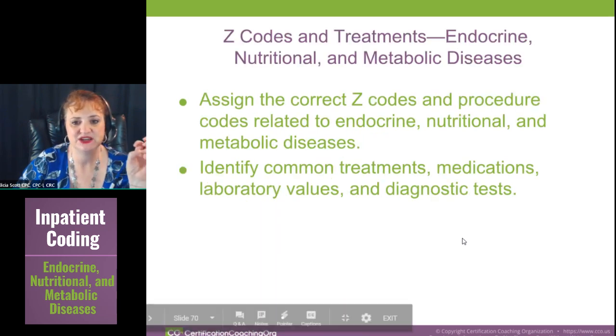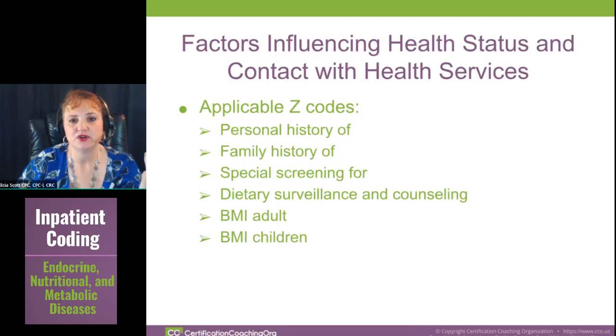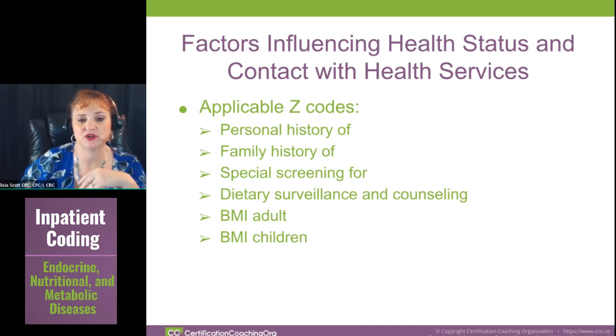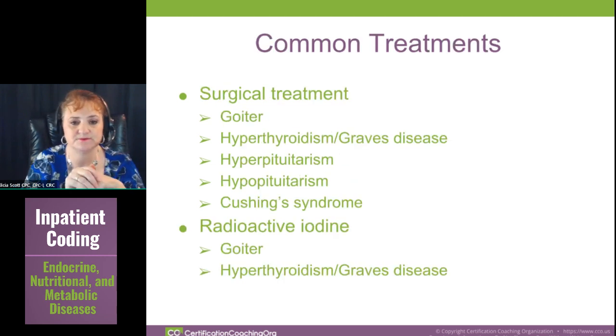Now, we're going to talk about some Z codes that you need to identify. Whenever you are dealing with the endocrine system, the Z codes that you need to be aware of are going to be personal history and family history. Don't get them confused. Special screenings for diabetes, special screenings for hyperthyroidism. Dietary surveillance and counseling. We have a patient with anorexia nervosa, and we're going to do counseling. We're going to put them in-house, and we're going to do dietary surveillance for them and counseling. We have a high or low BMI for both adult and children. Those are all Z codes.